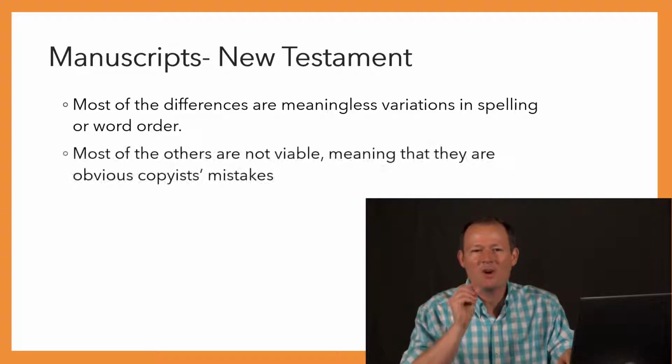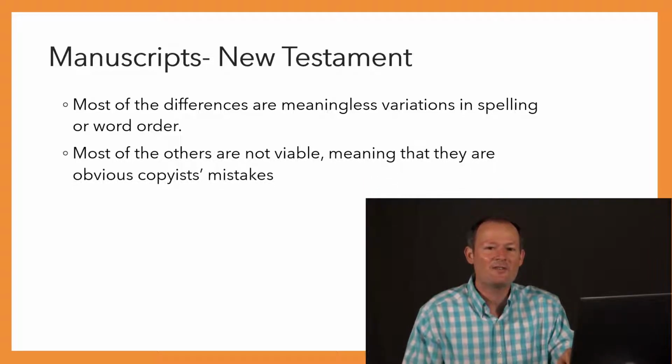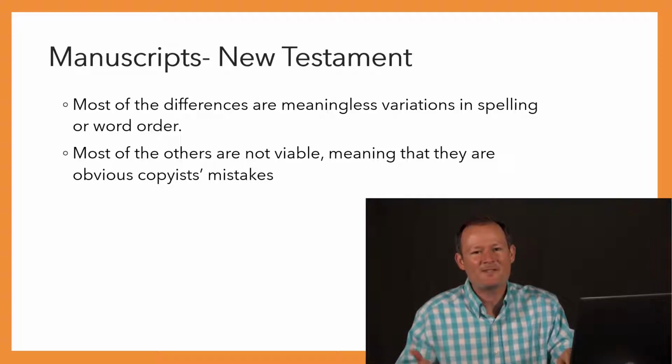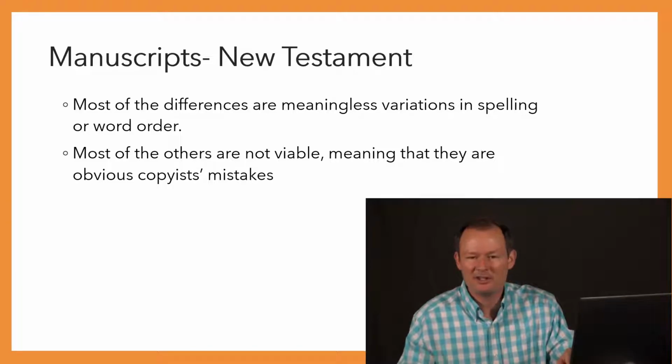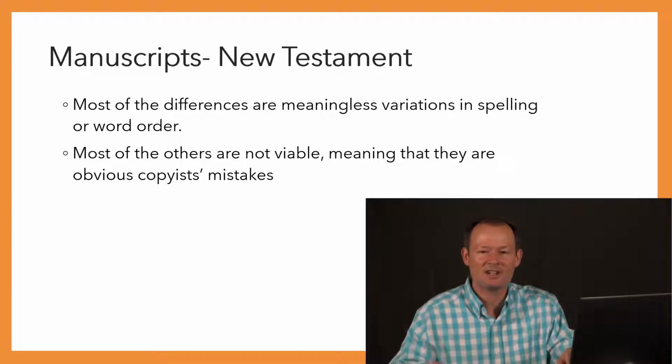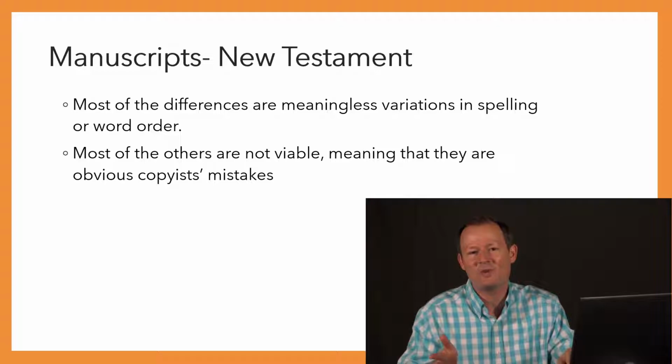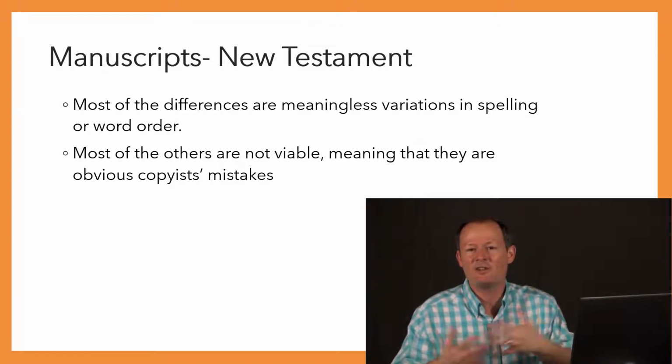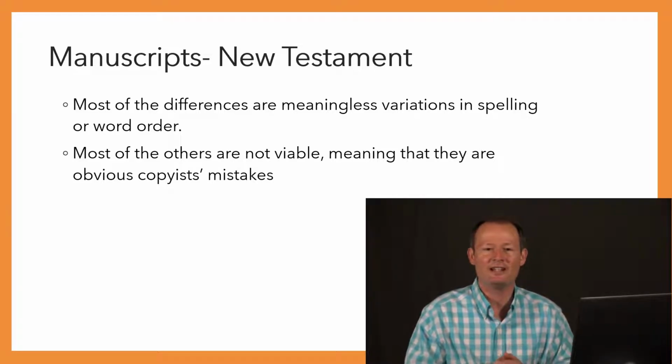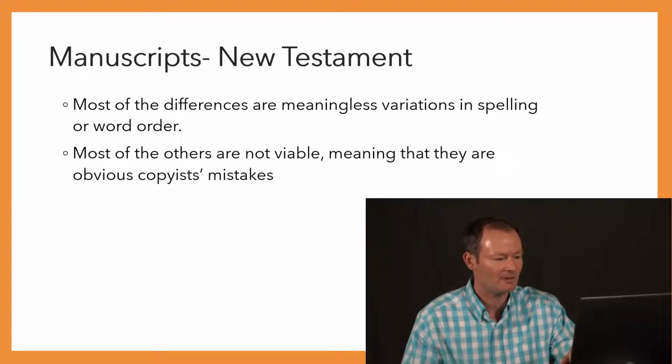Most of the others, the small percentage of other variants that don't deal with something as meaningless as that, are not viable, meaning although they are differences, they're unique to some later manuscript, or we can tell that they clearly are mistakes that a copyist made. I mean, out of all these thousands of copies, of course, mistakes are going to be made. We can often very easily tell, oh, this one copy made this mistake. It's not viable, meaning it's not something that's even open to debate as to what was in the original text. It's not anything that we need to be concerned about.